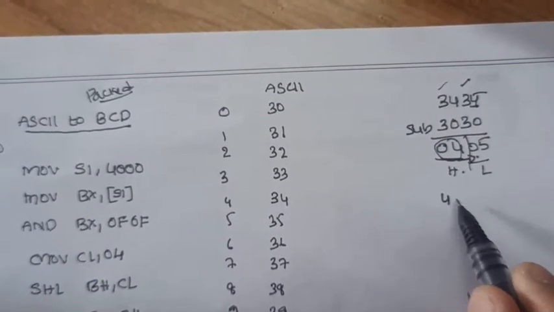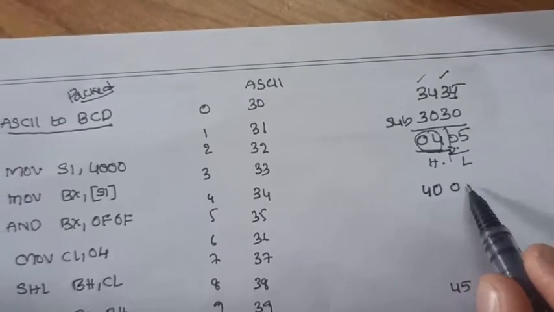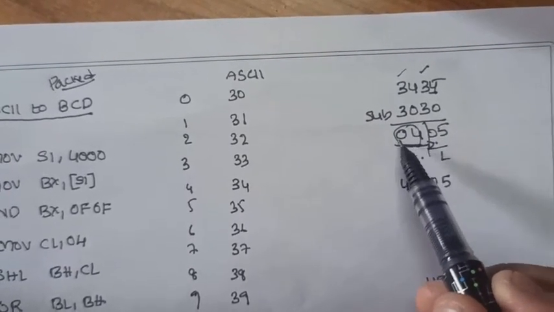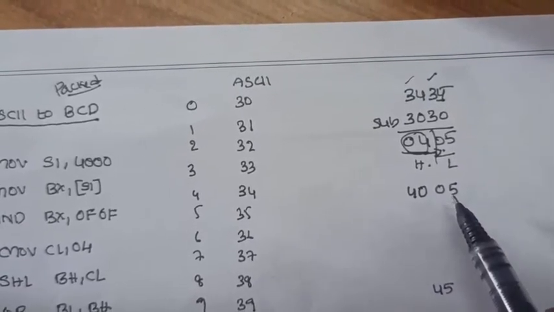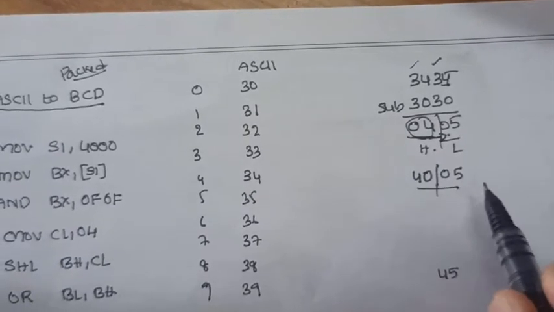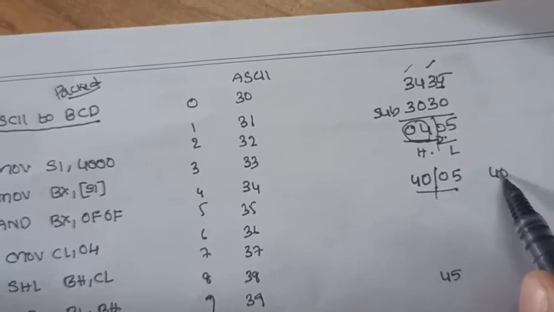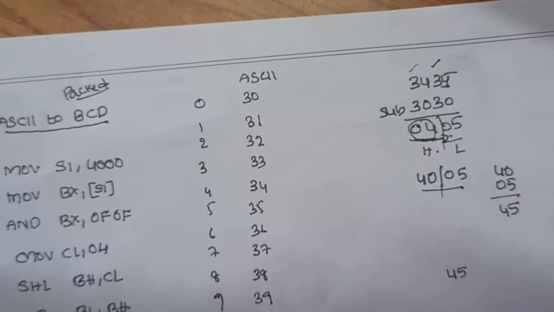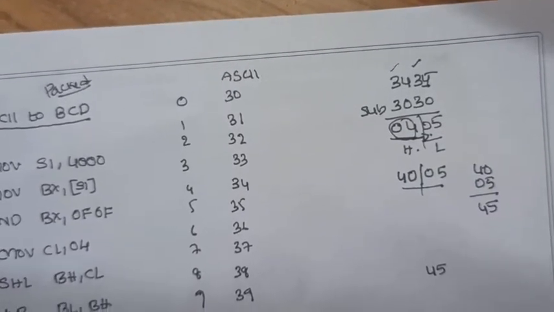If this is shifted, it can be written as 4005. By shifting this higher byte data towards the left, we get 40 in the higher byte, and 05 will be the same. Once we get this, if we perform an addition or logical OR operation between these two, 40 and 05 get added to 45. As simple as that. The same logic we are going to implement in the program.